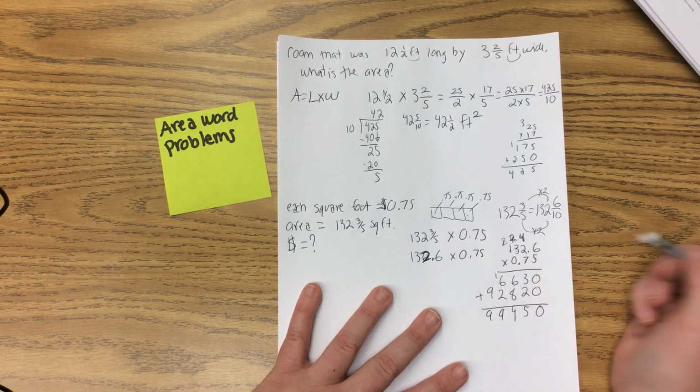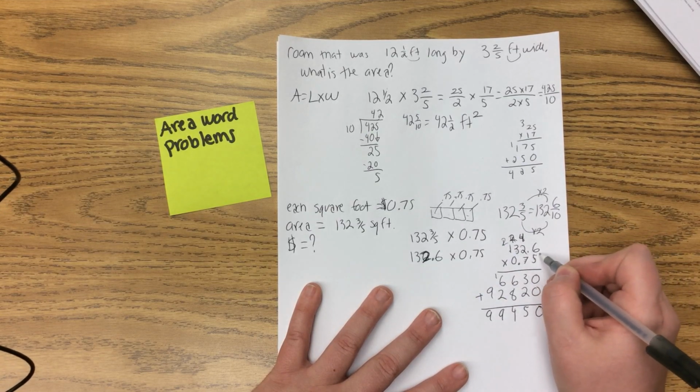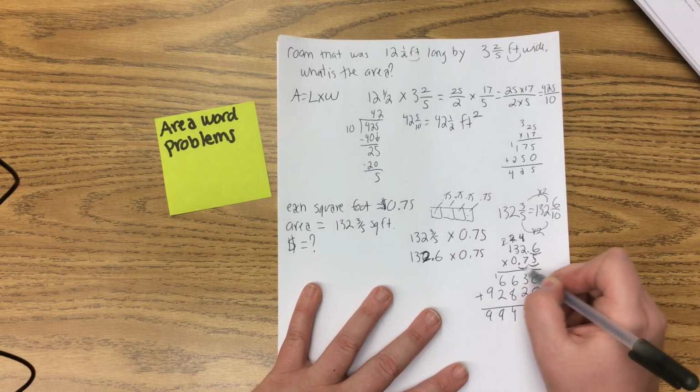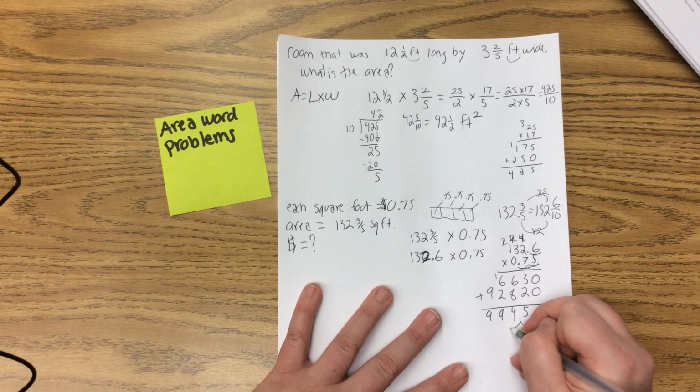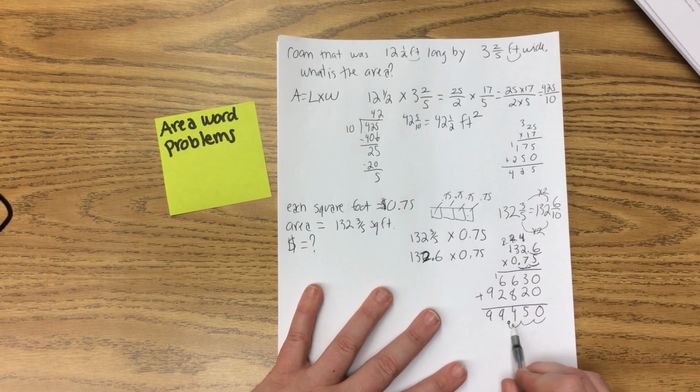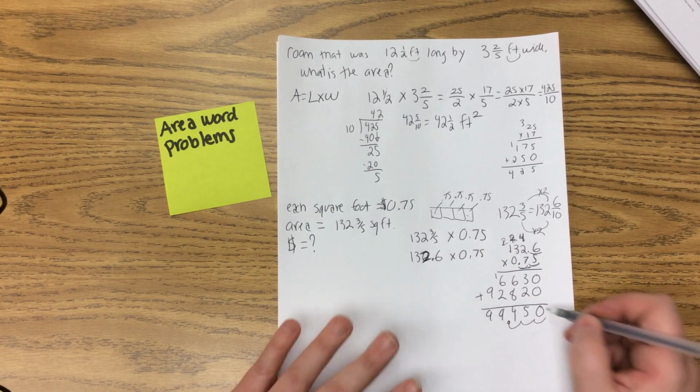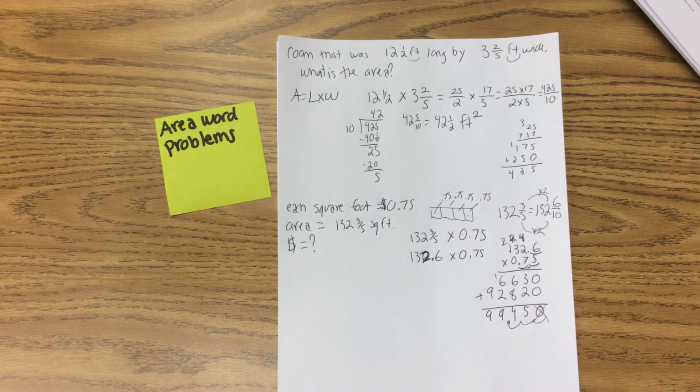99,450. But remember, I have decimals to put in, so I'm going to count my decimal places. I have 1, 2, 3. So I end up with 1, 2, 3. 99.450. This 0 is superfluous. It is extra. We do not need it. So we end up with 99.45.